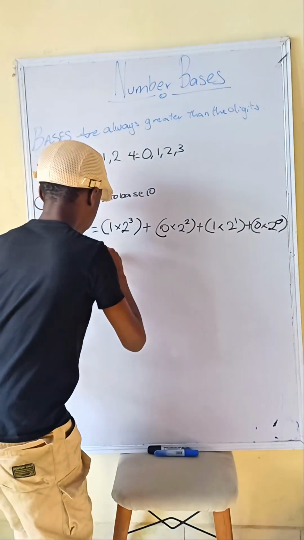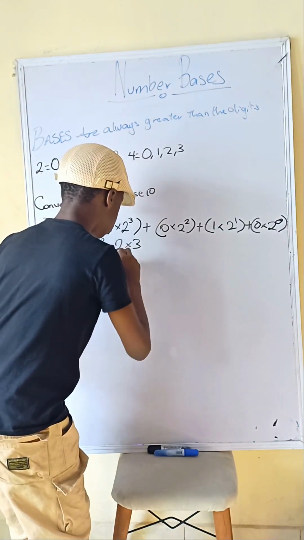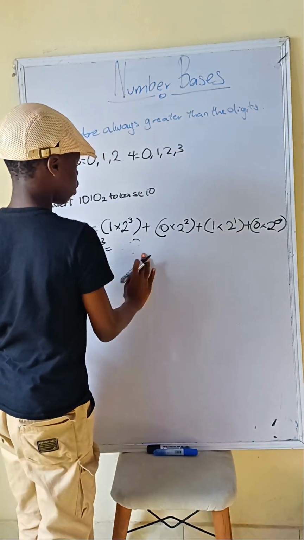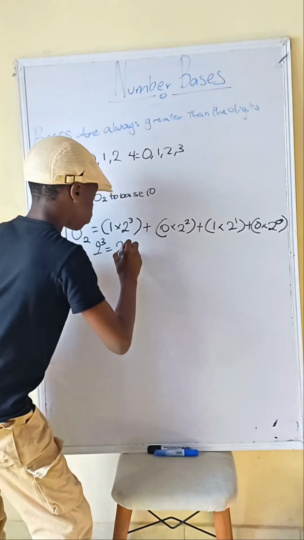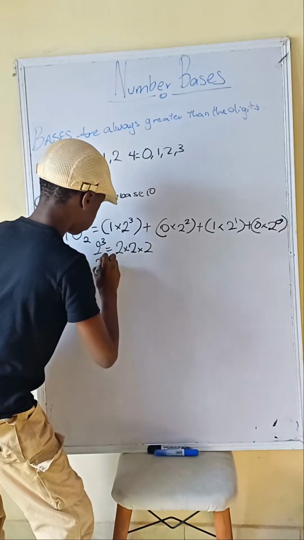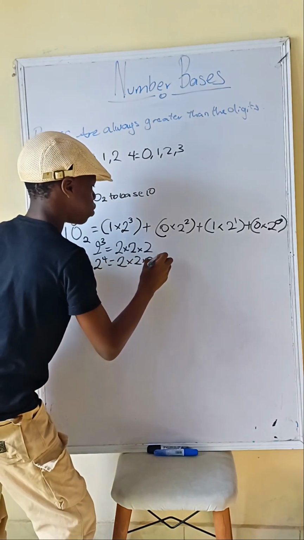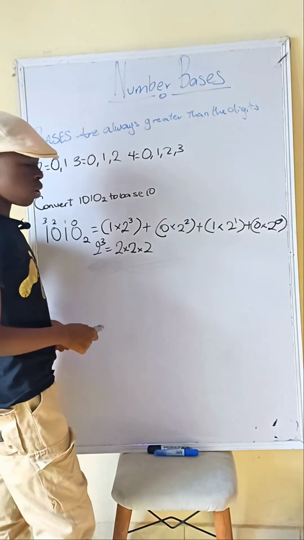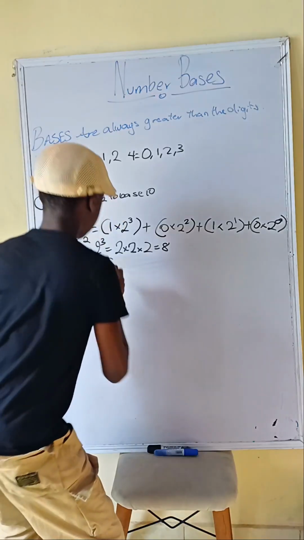Keep in mind, 2 raised to the power of 3, it's not 2 times 3. It's not 2 plus 3. But it's 2 in 3 places. What do I mean? It's 2 times 2 times 2. If it's 2 raised to the power of 4, it's 2 times 2 times 2 times 2. So 2 times 2, 4. 4 times 2, 8. So we bring it down.